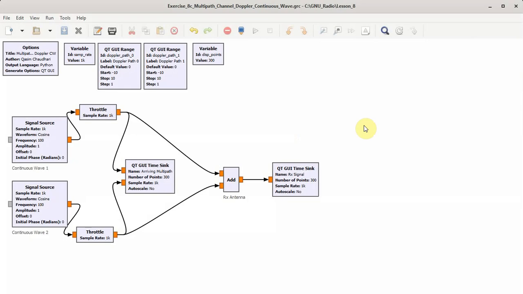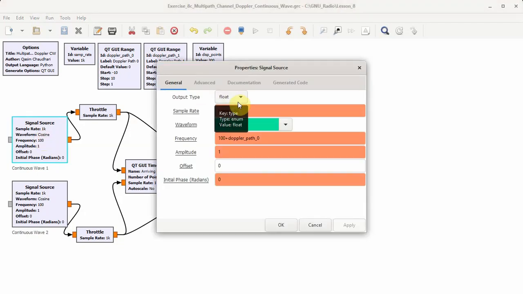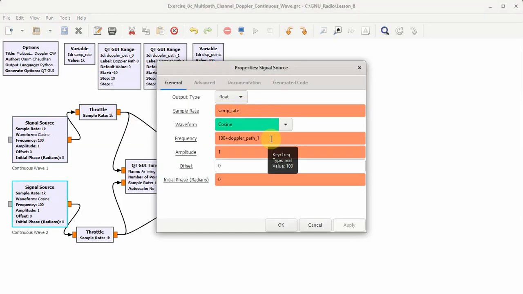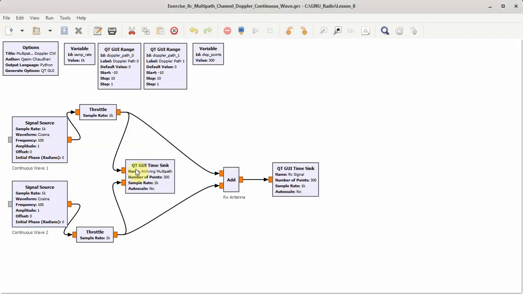This is a little demo I have constructed to show the effect of Doppler shift in the case of continuous waves. This flow graph is pretty simple. We have the sample rate and the Doppler shift of path 0, the Doppler shift of path 1. The display points are just for this oscilloscope. So there are two signal sources. One is a real cosine waveform with the frequency 100 plus Doppler path 0. The second is also a real cosine waveform with the frequency 100 plus Doppler path 1. And they are adding at the receive antenna. Let us see what happens.